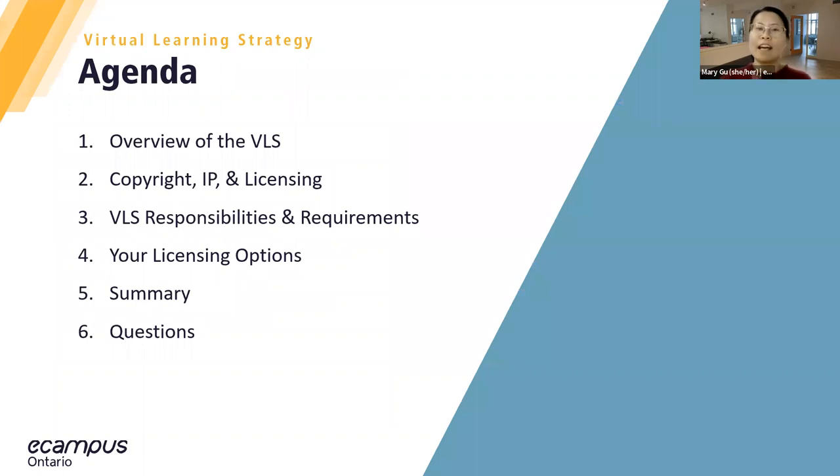So for the agenda today, I'm going to start with a very brief overview of the VLS, as I'm sure you're all familiar. It helps us situate and consider the implications of what we're doing here today. Then I'm going to jump into a foundation-setting overview on copyright, intellectual property, and licensing. That way we're all on the same page before we dive into discussing your VLS related responsibilities and requirements. Then we'll have a section about the licensing options that are available to you, a very quick summary, and then time for questions. As mentioned, I'll check in at the end of each section to see if there are any questions in the chat as well.